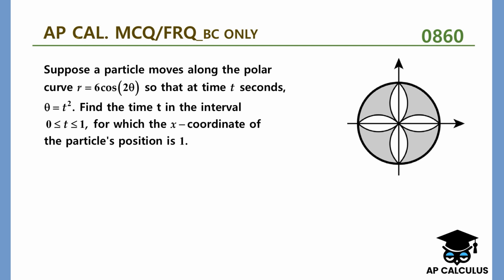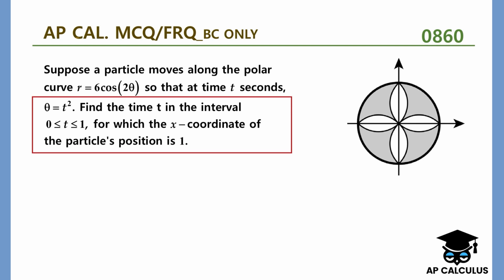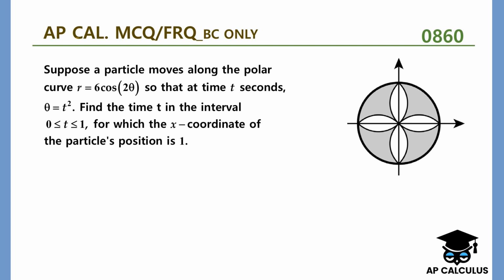Question A60. Suppose a particle moves along the polar curve r is equal to 6 cosine 2 theta, so that at time t seconds, theta is equal to t squared. Find the time t in the interval from 0 to 1, for which the x coordinate of the particle's position is 1. Okay, this question is very similar to the previous question, right?